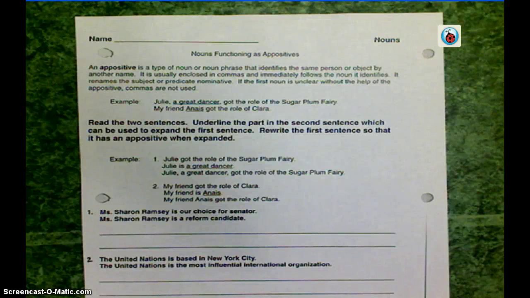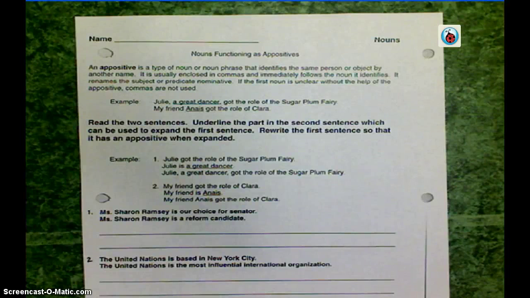This is Miss Rizzo, and today we're talking about nouns functioning as appositives. This is pages 12 and 13 in your grammar packet, so go ahead and pause the video and get that out if you haven't done so already. So what we're doing today, ladies and gentlemen, is looking at appositives, nouns functioning as appositives. We've talked about nouns functioning as subjects, direct objects, indirect objects, objects of prepositions, predicate nominatives, and now we are going to look at appositives.